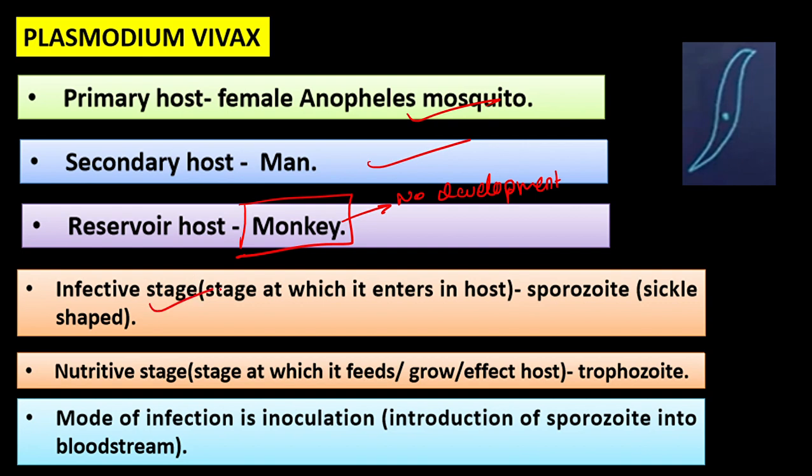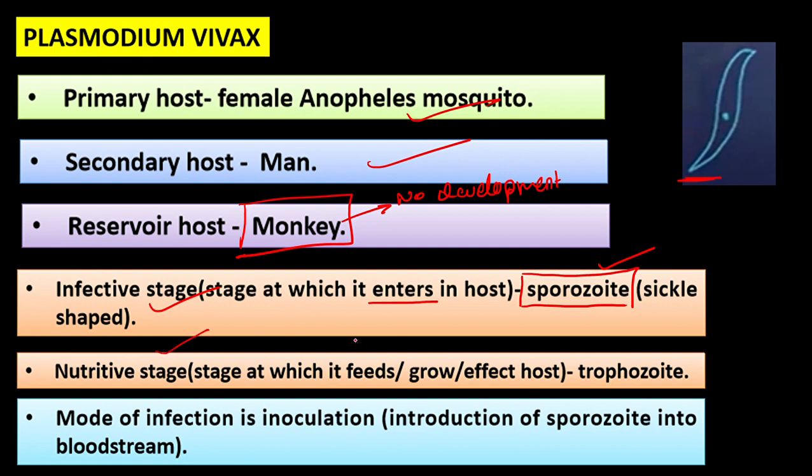Now, what is the infective stage? Infective stage is the stage at which the parasite is going to enter inside the host body. So here it will enter inside the host body and it will start infecting the host cell. So what is the infective stage of malaria? It is the sporozoite, which is of sickle shape. Here you can see the diagram. It is of sickle shape.